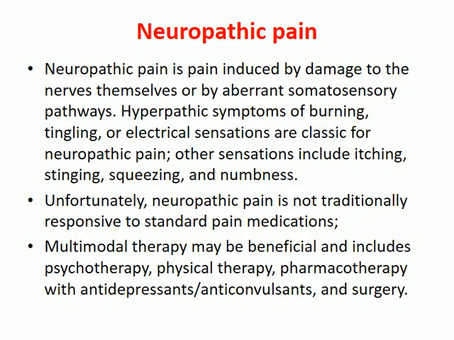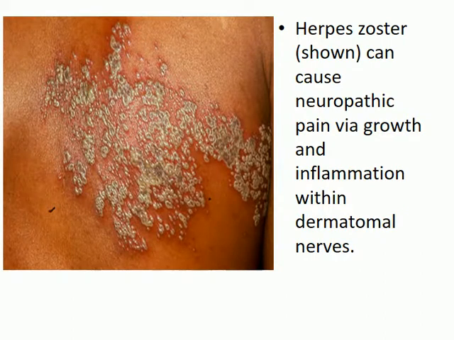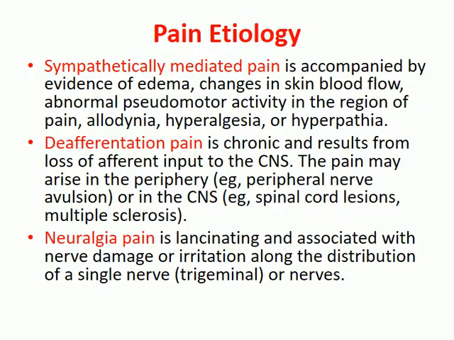Neuropathic pain is pain induced by damage to the nerves themselves and by aberrant somatosensory pathways. Hyperpathic symptoms of burning, tingling, and electrical sensation are classic for neuropathic pain. Unfortunately, neuropathic pain is not traditionally responsive to standard medication plans. Herpes zoster can cause neuropathic pain via damage and inflammation within dermatomal nerves.